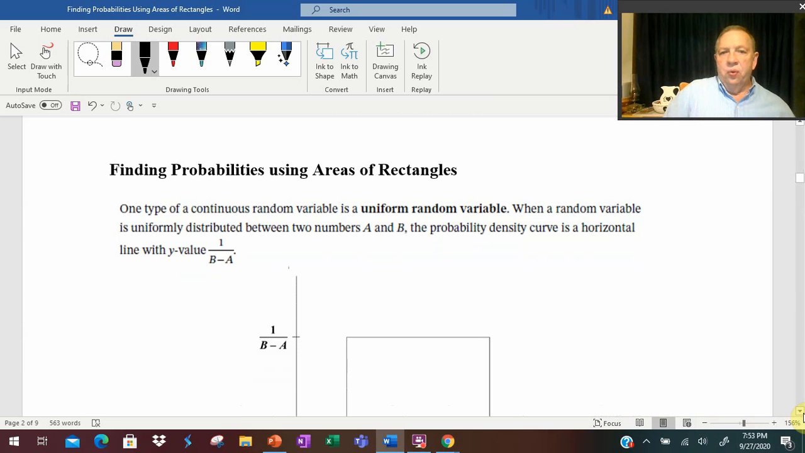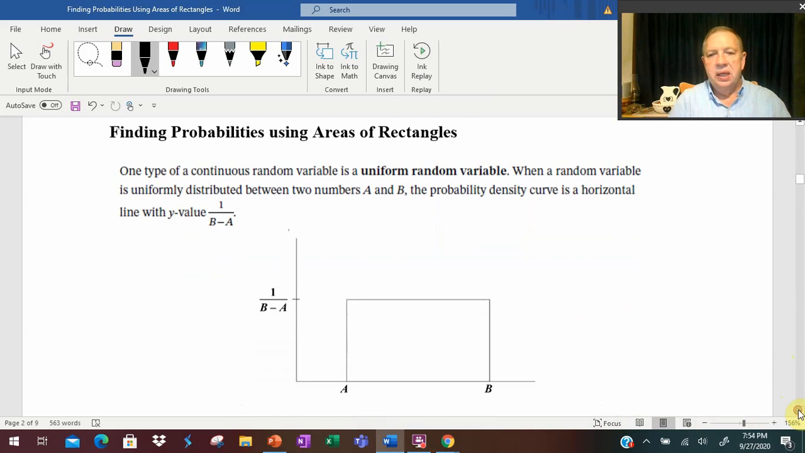So if we have a uniform random variable, it would be between two different values, A and B. It would be uniform, so the probability would be the same for anything. It's almost like rolling a die, but that would be discrete: 1, 2, 3, 4, 5, 6, and the probability would be 1/6 for each one. This is a similar thing, but for this to be a good probability distribution, it needs to have an area equal to 1.